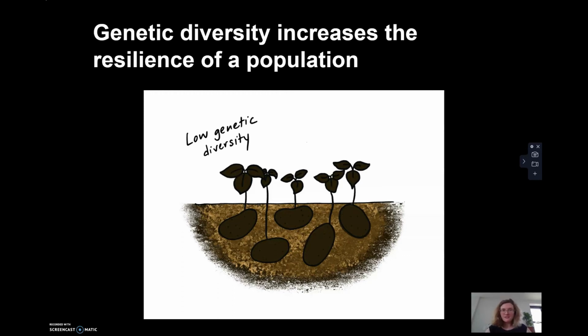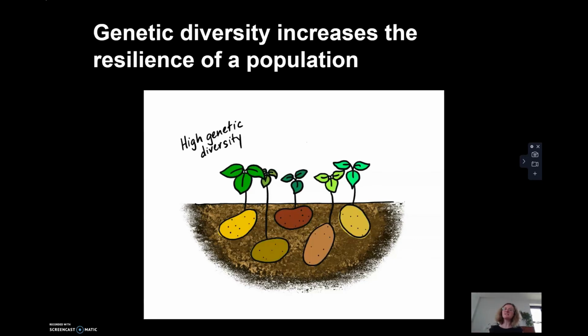In fact, that's basically what happened during the Irish potato famine during the 19th century. There was very low genetic diversity within the Irish potato population, and so when a fungal blight came to the island, it wiped out almost all of the potatoes. Many people either starved or emigrated to the United States as a result of that famine.